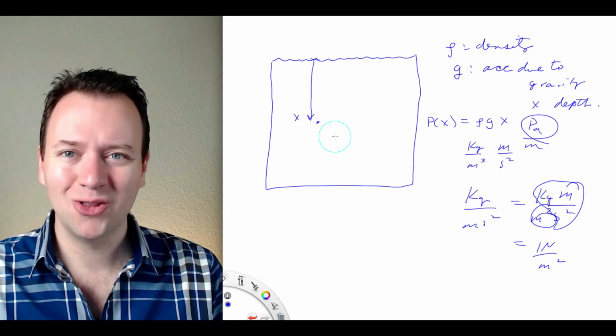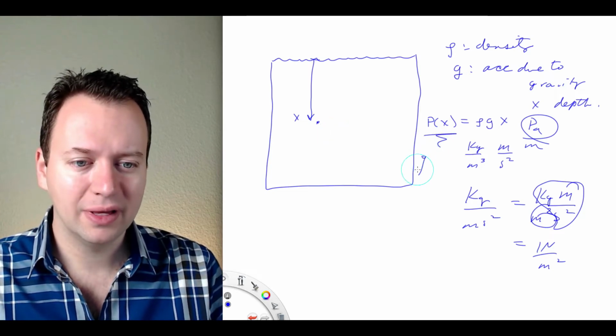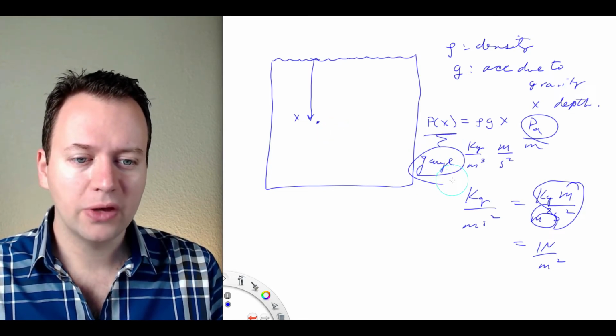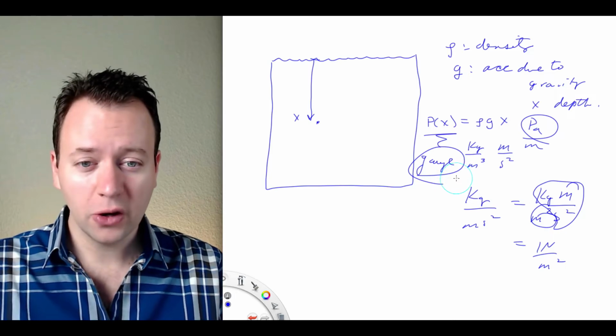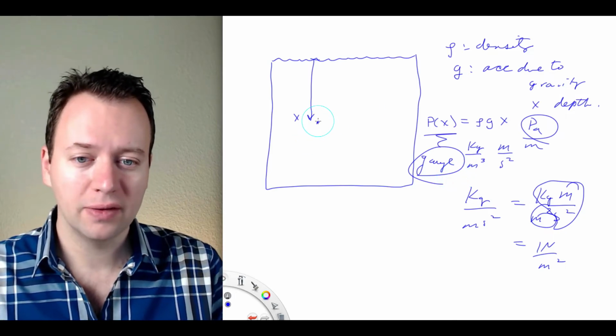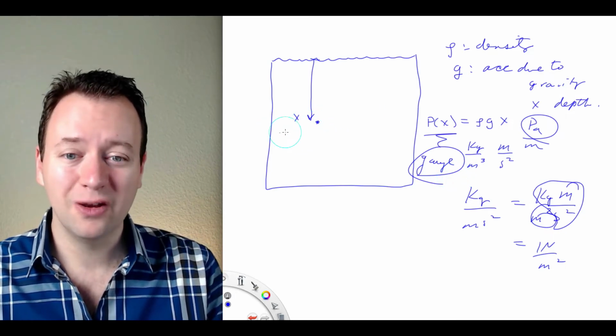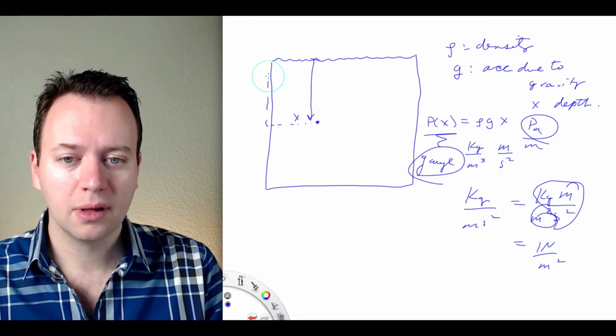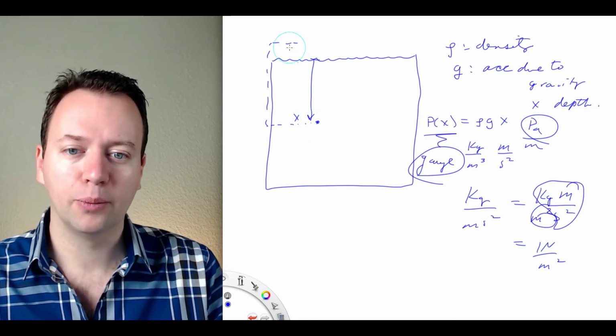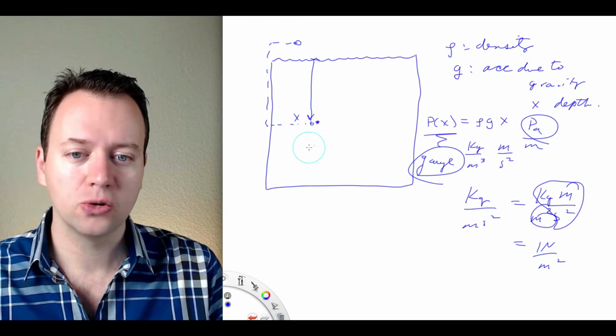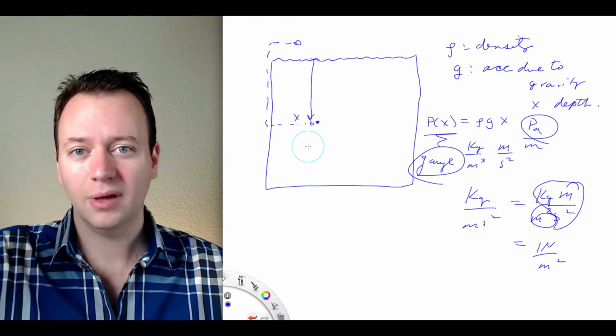The second thing to note is that this technically is only the gauge pressure. Now this is what we use in all of our computations, but it should be noted that this is not the absolute pressure at this depth. This is a measure of the difference between the pressure at this depth and the atmospheric pressure. So it's really a pressure differential between the pressure at that depth and atmospheric.